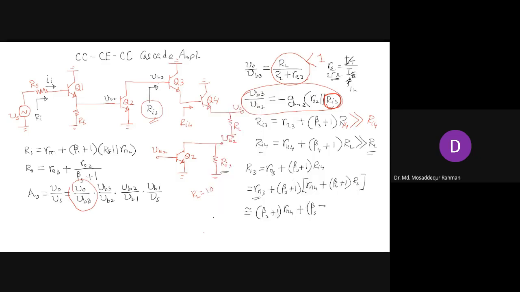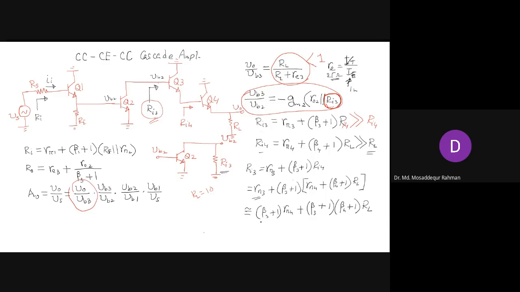beta 3 plus 1 times beta 4 plus 1 RL. So that will be our overall, sorry, the expression for Ri3. Now you see, I'm just trying to give an approximate idea, right? The idea of the approximate gain that we can have.